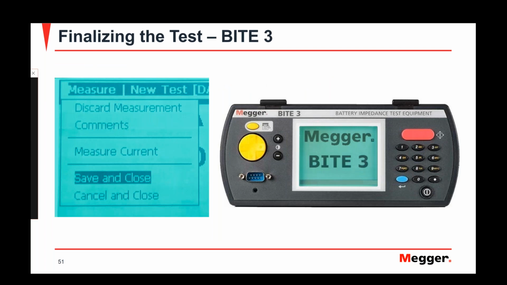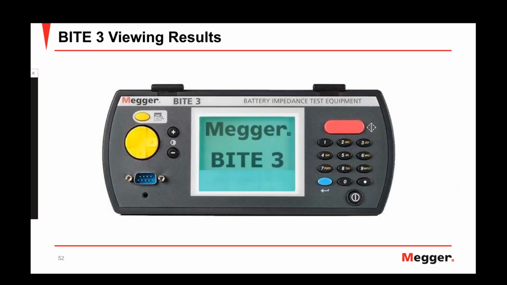So to finalize the test with a BITE 3, there isn't the need to short the test probes together like we do with the BITE 2P. To finalize the test with the BITE 3, all you need to do is press the yellow menu button and then highlight Save and Close, as we see here on the menu, and then just press the yellow Enter button to finalize the test.